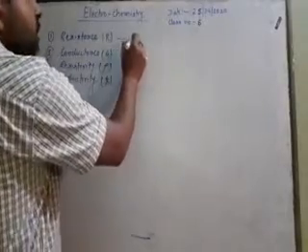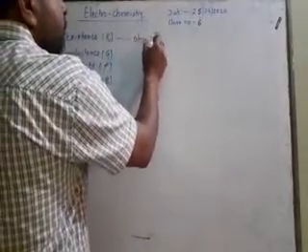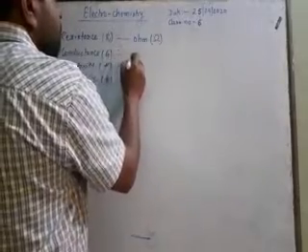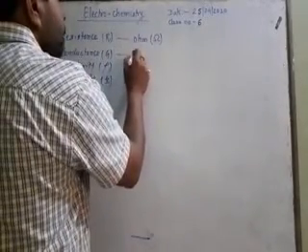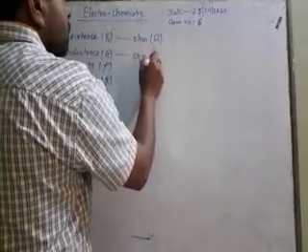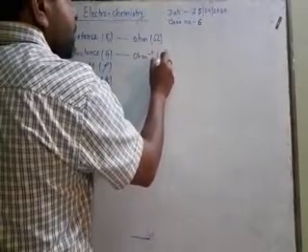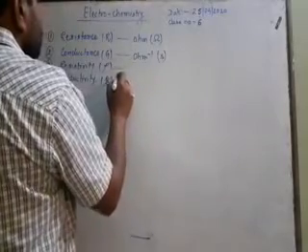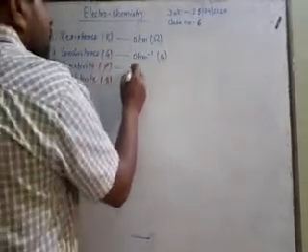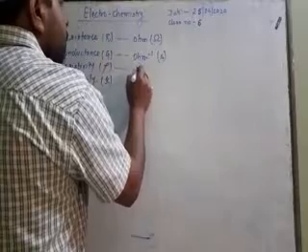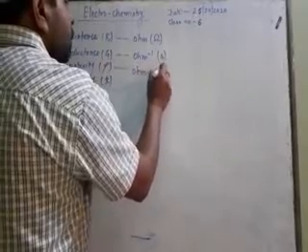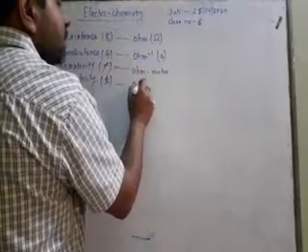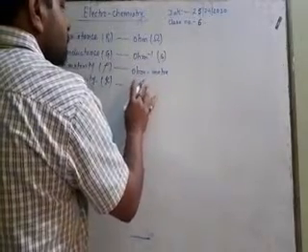The unit of conductance is ohm inverse, that is Siemens. The unit of resistivity is ohm meter, and the unit of conductivity is Siemens meter inverse.